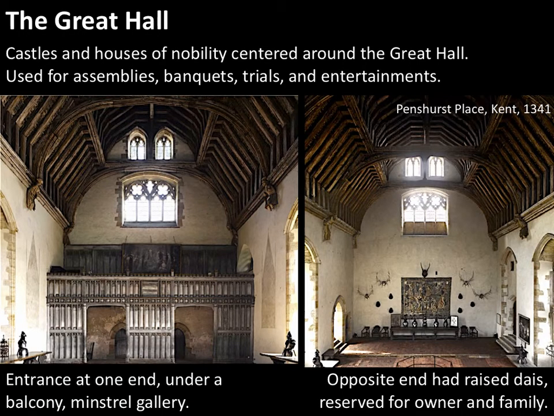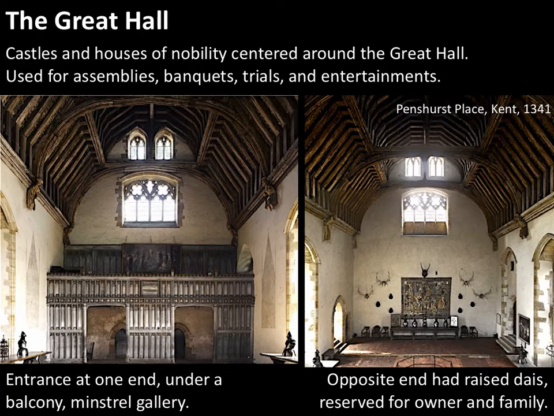This is the most important room inside the manor house, or you even had these in castles. A great hall was a large central room that was used for lots of things: for gatherings of people, for banquets, for trials, for parties. So it was that really central place. So this is two views of the same room within Penshurst Place.